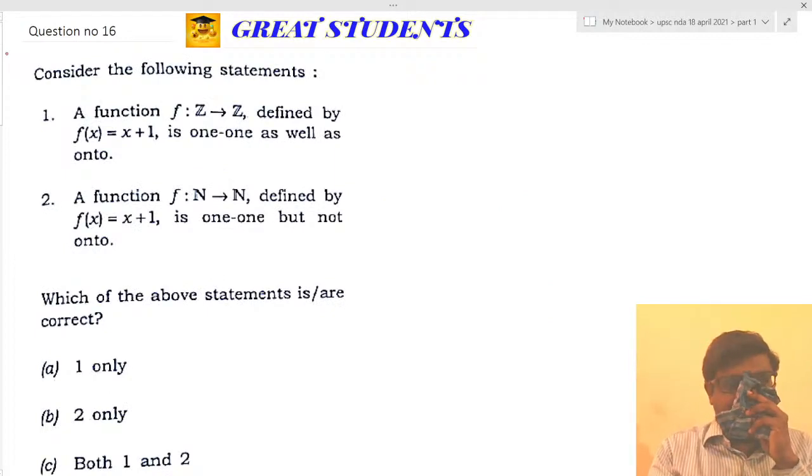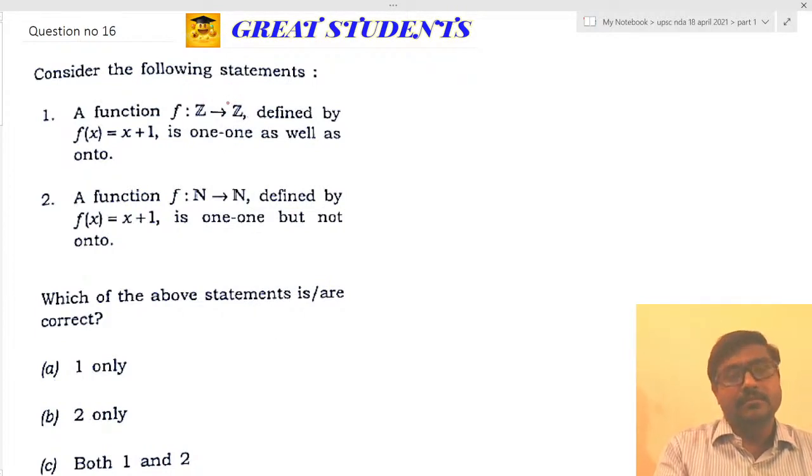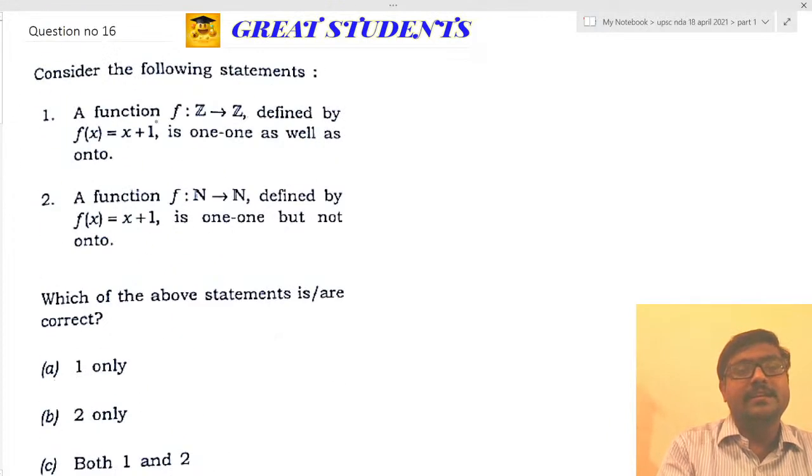Consider the following statement. A function f from Z to Z. Z to Z means integers. Okay, integers, we know that. Integers are like this: minus 3, minus 4, it keeps going like this. Here minus 2, minus 1, 0, 1. These are integers. Here also integers. So we are writing relations from integer to integer. Now what they are asking is whether it is 1-1 as well as onto. The question is, is it 1-1 and onto?